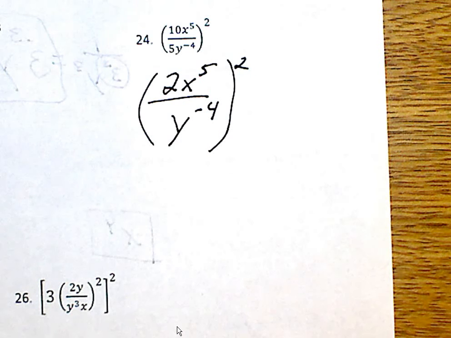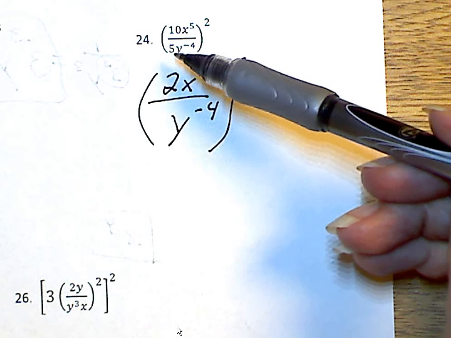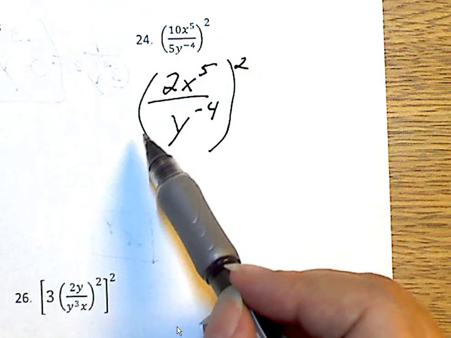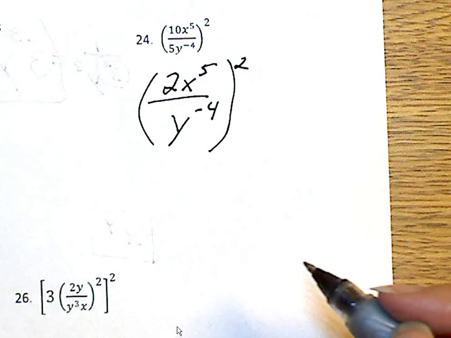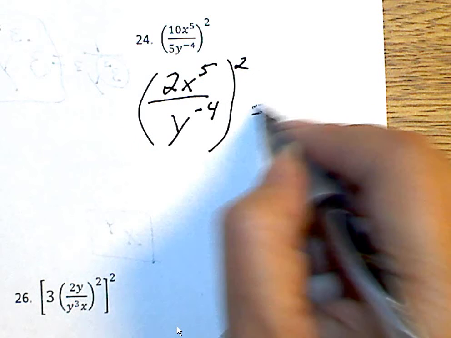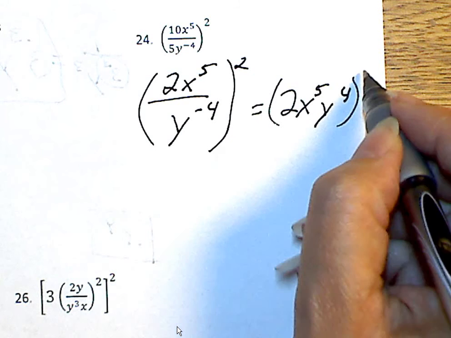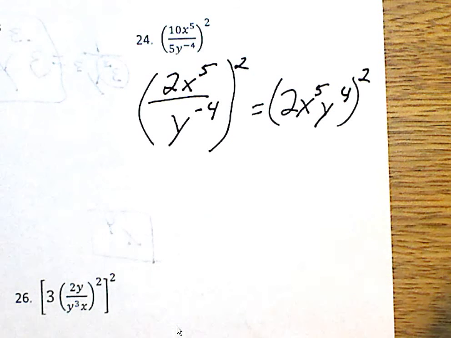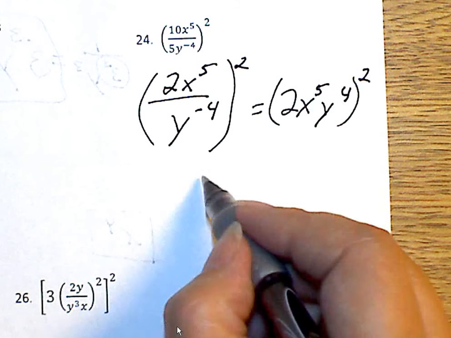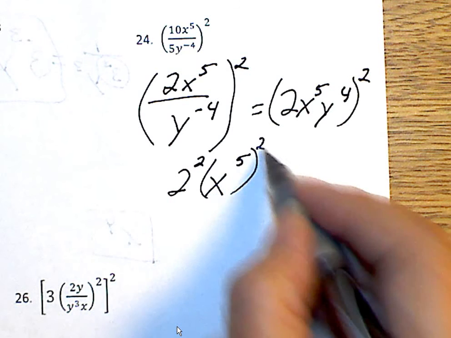Alright, so all I did was simplify the 5 and the 10. We can get rid of this right here also. And how can I get rid of that negative? Where would it go? Yep. So we have 2x to the 5th, y to the 4th, and we're squaring it. So now the last step is to take this square and distribute. So we have 2 squared, x to the 5th squared, and then y to the 4th squared.